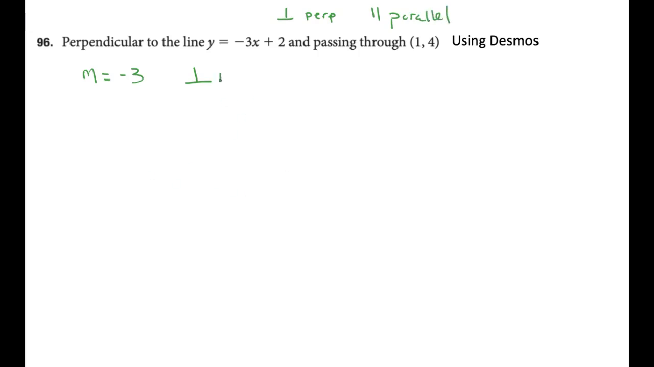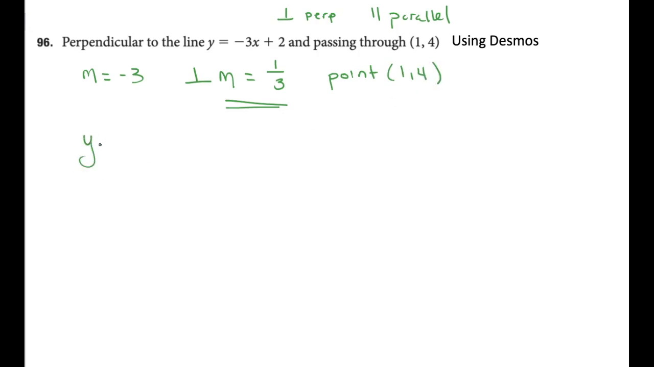You may have seen that in high school or middle school. So the perpendicular slope is going to be the negative reciprocal. So the negative of negative 3 is positive, and the reciprocal of 3 is 1/3. So the slope that we're looking for now is this slope. And the point it passes through is (1, 4).